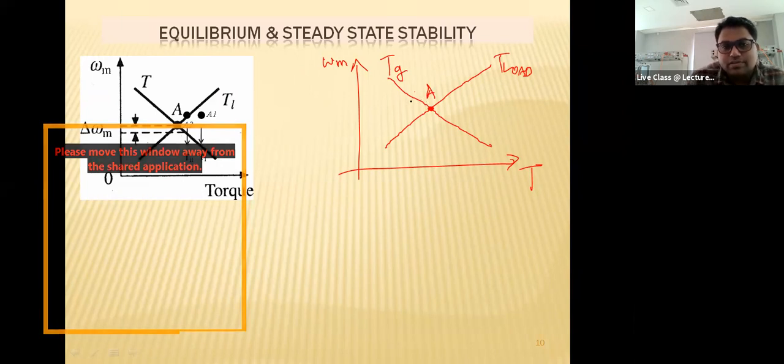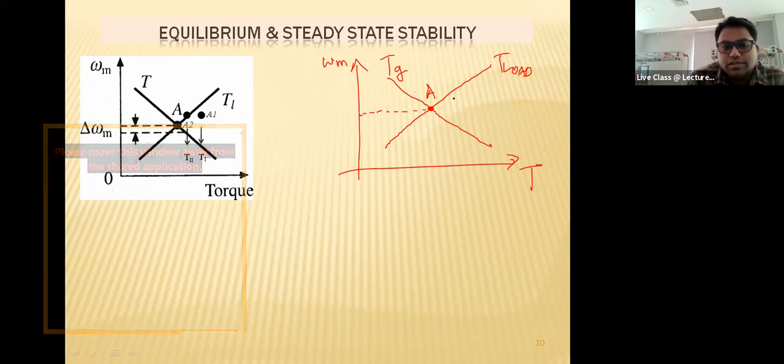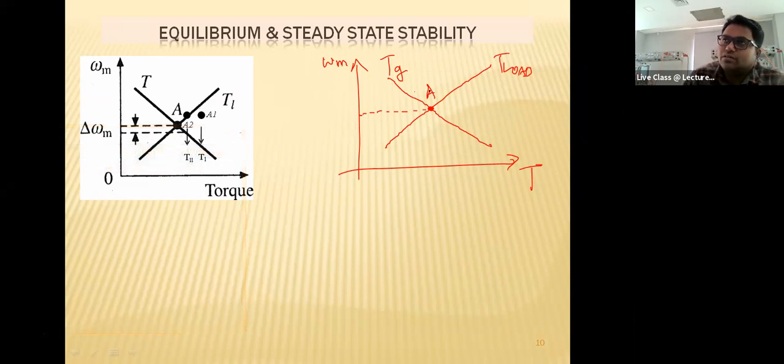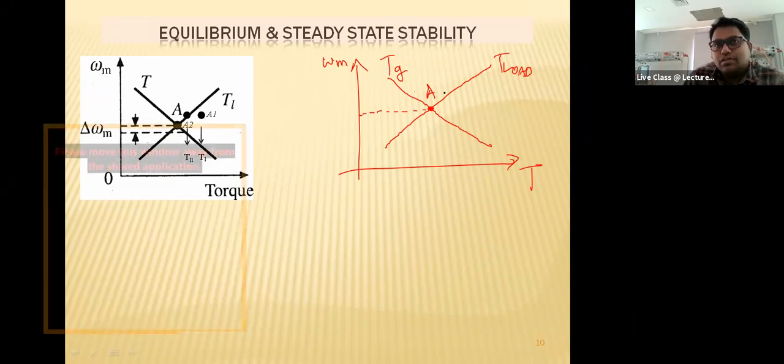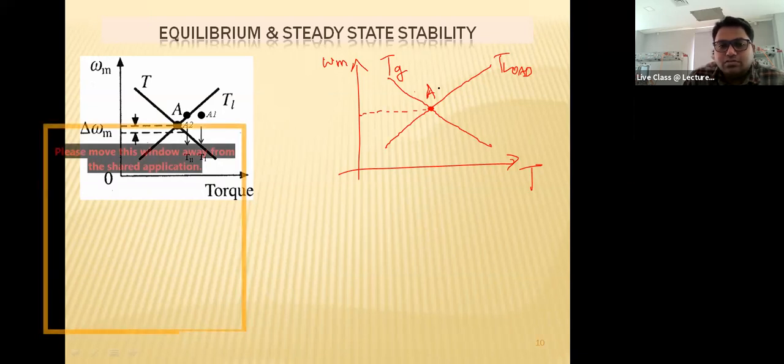Now, what happens? There is some disturbance in the speed. There is some disturbance in the load torque, say. Say you are carrying a heavy battery and it fell down, right? So what happened? The load torque decreased. Is it not so? The load torque on the engine decreased.